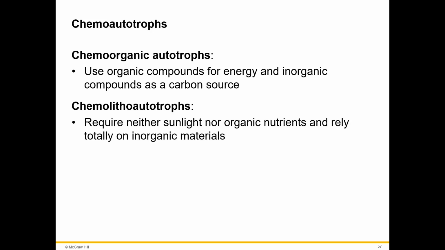So chemoorganic autotroph uses organic compounds for energy and inorganic compounds as a carbon source, while chemolithoautotrophs require neither sunlight nor organic nutrients and rely totally on inorganic materials.